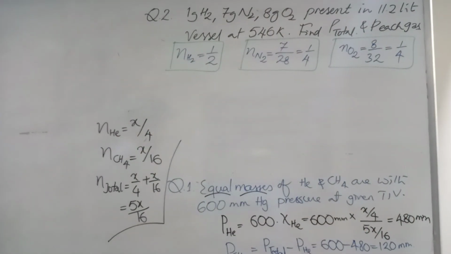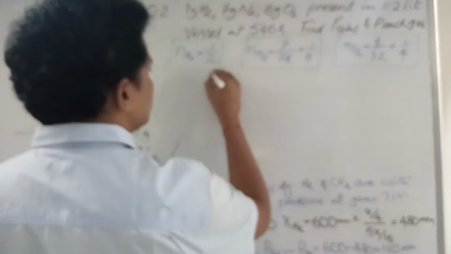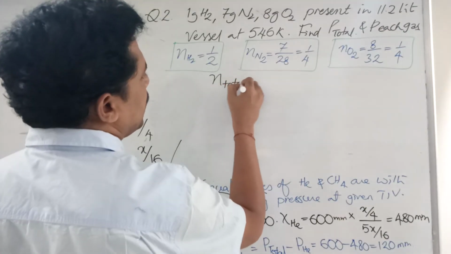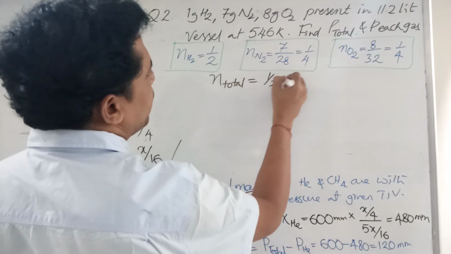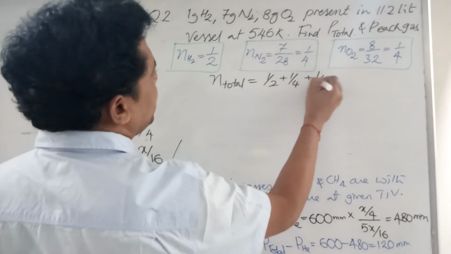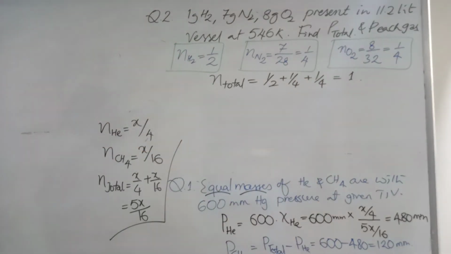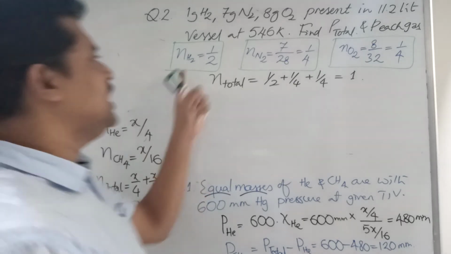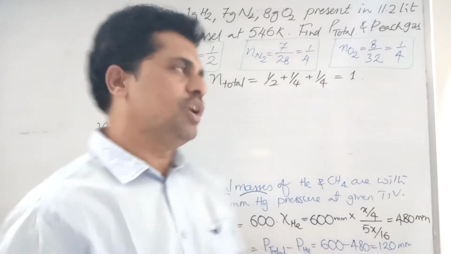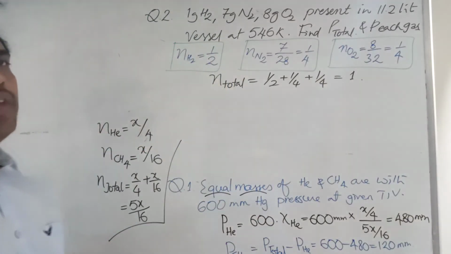Okay, now what you need to do? Total number of moles, N total. 1 by 2 plus 1 by 4 plus 1 by 4 is equal to 1. Total number of moles is 1. Individual number of moles we also know now, so you can go for mole fractions whenever you want.